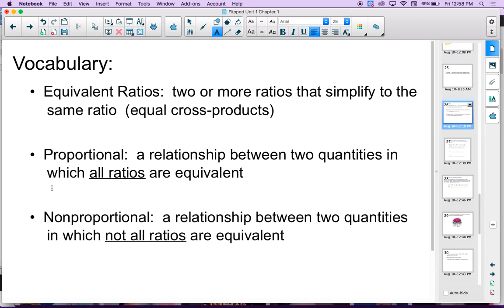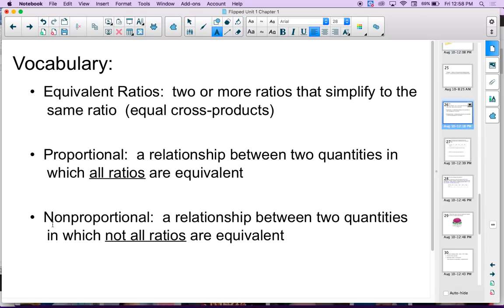Okay? Proportional. Proportional is when we have a relationship between 2 quantities. And quantities means that we've got multiple numbers kind of going on in a relationship, and we are looking to see that we're constantly getting equivalent ratios out of those quantities. Okay, so we will take a look at what that word means, and we will see some examples. So we're dealing with a relationship between 2 quantities in which all ratios are equivalent.